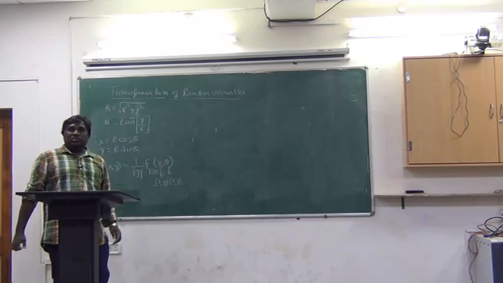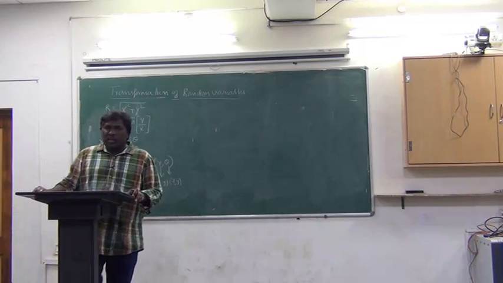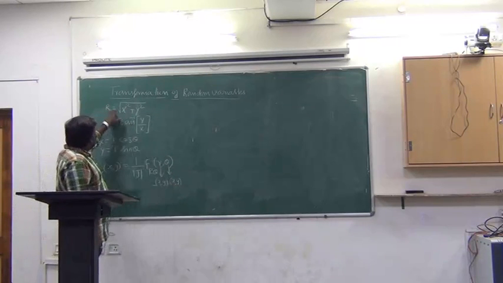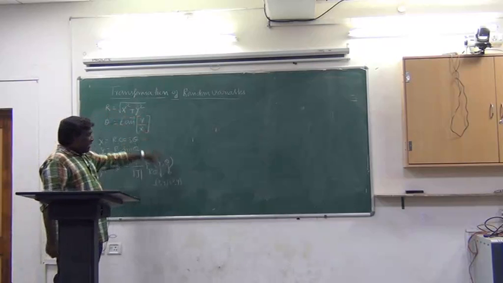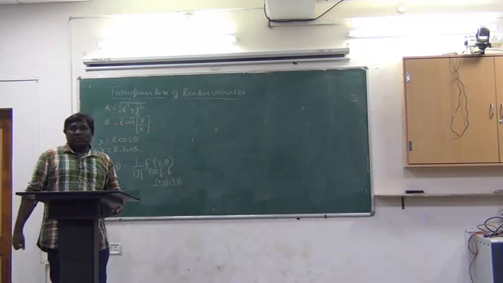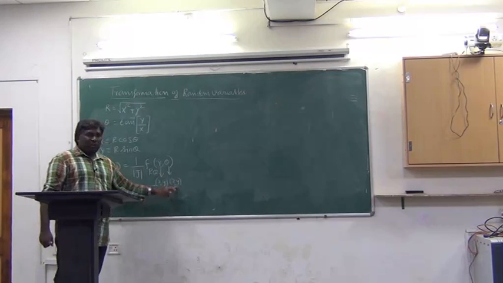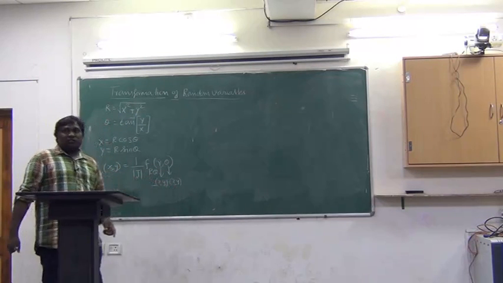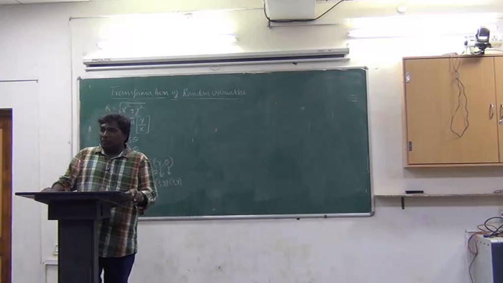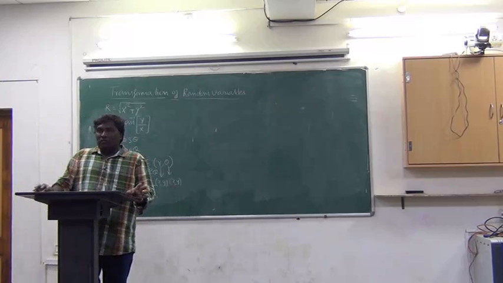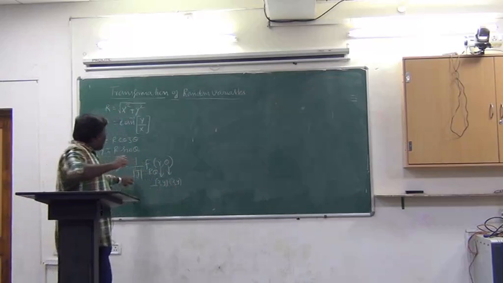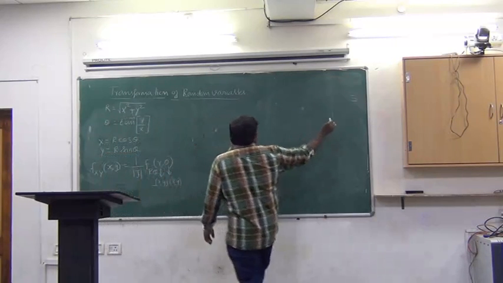We have to find out this, right? We already know it is going to be the function of what? R is a function of x and y, and theta is also a function of x and y. And finally we write this expression as a function of x and y, because we need the density function as a function of x and y. So this is the way we do it, right? So now we quickly find out what the Jacobian is.